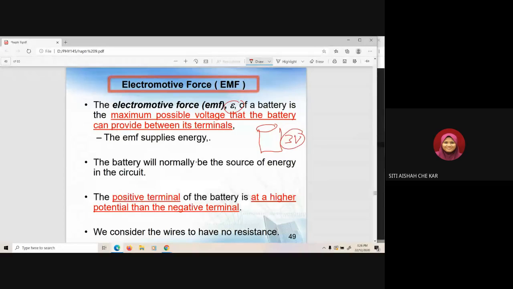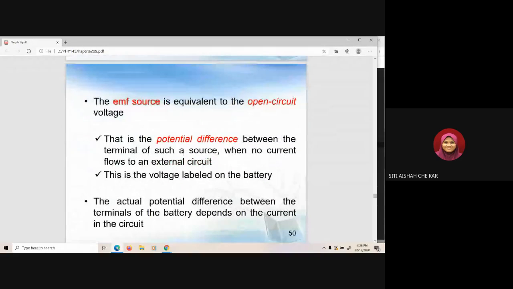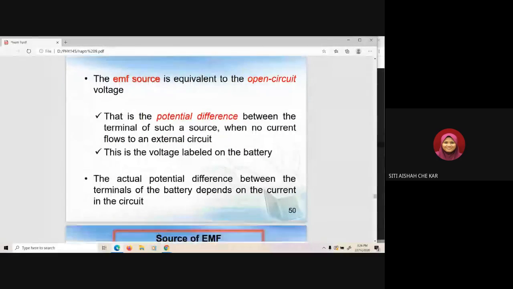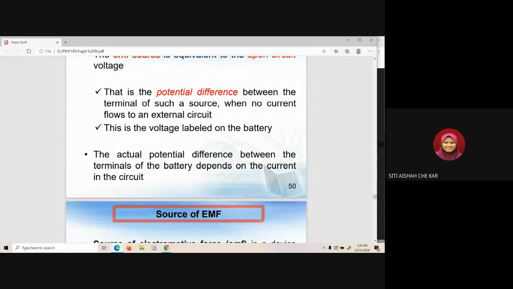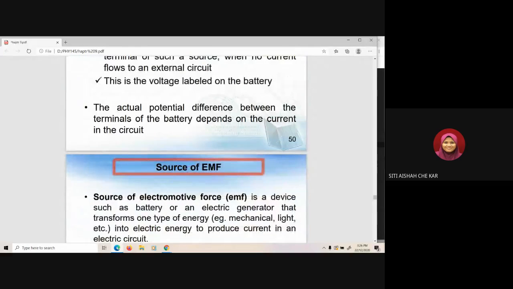Tapi lama-lama bila you guna bateri ni, dia akan menurun dah the voltage tu kan. So EMF dia adalah 3 volt.